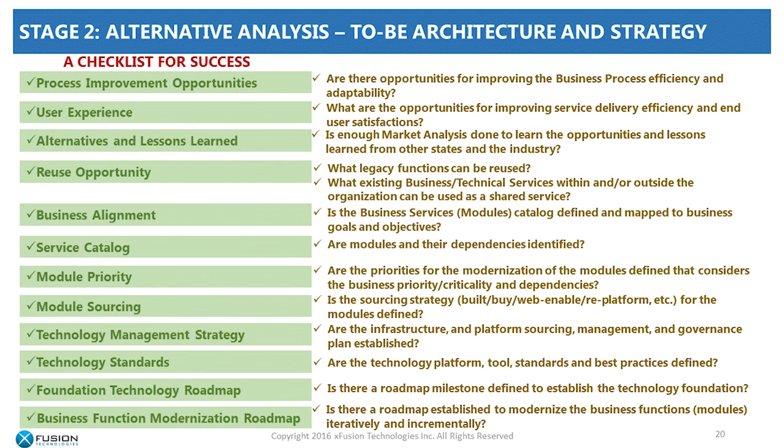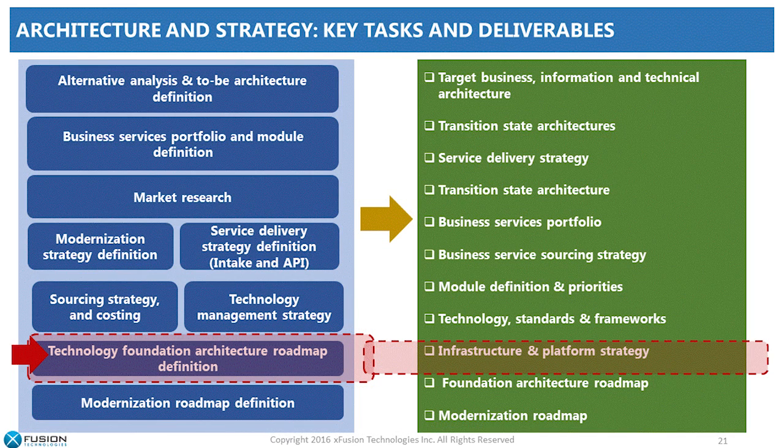And then the business function modernization roadmap, of course. After the foundation roadmap, we create the business function modernization roadmap. So those are the checklists for your alternative analysis that you need to look at. And here we define all the tasks and the deliverables that need to be created over here. Most of the stuff that we talked through as we talked through the checklist.